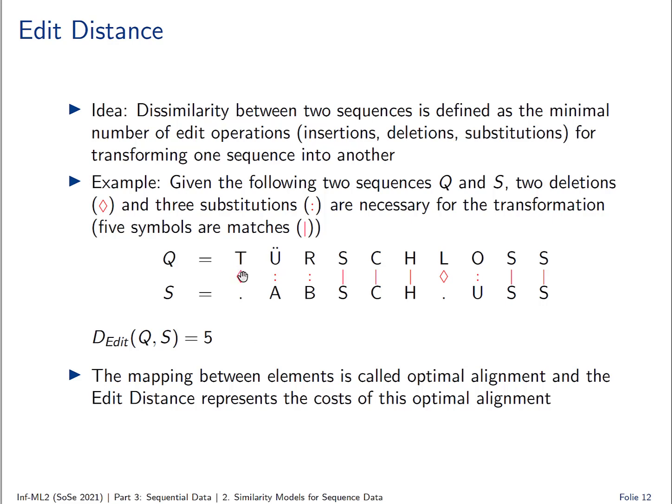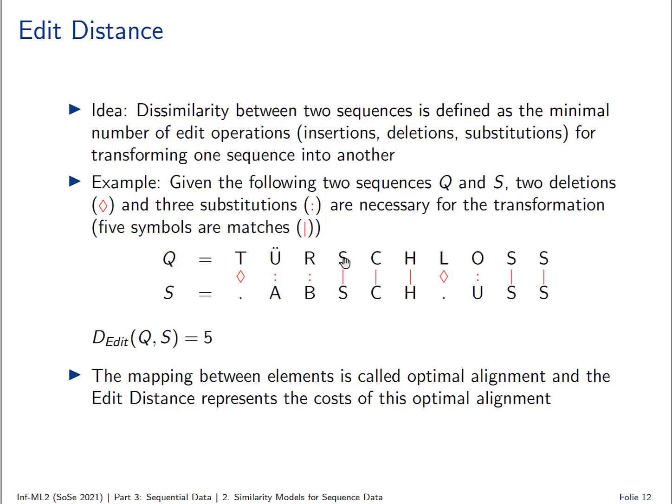So we need 2 deletions. We need to delete the T and the L, and we need to substitute the A for the U, the B for the R, and the U for the O. Those are the 5 edit operations that we need. All the others are matches. For those we don't need any edit operations.